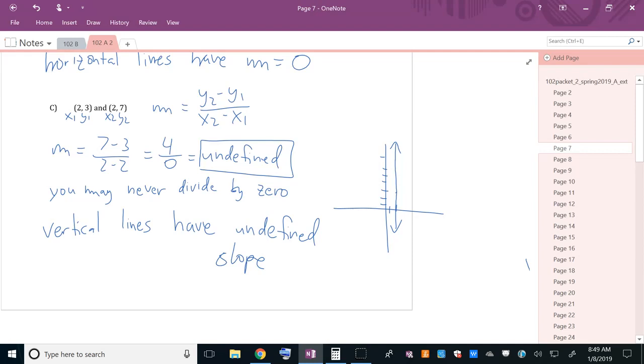So if I say I have a vertical line, what's the slope? The answer is undefined. If I say I have an undefined slope, what type of line is it? Well, it has to be a vertical line. Those two things always go together.